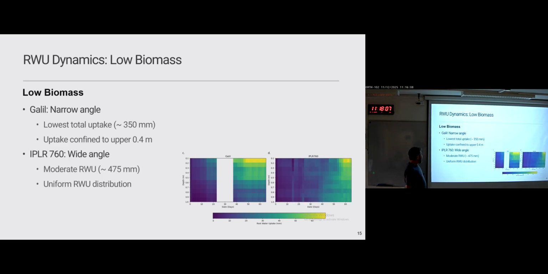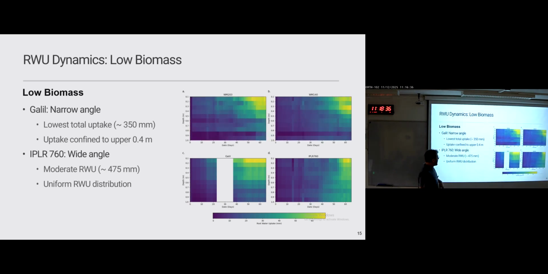And the last genotype, low biomass, wide angle, is the IPLR 760. And here we have moderate total root water uptake, 475. And I think that what is most interesting in this genotype is that we have relatively uniform root water uptake distribution. Right? You can see here that it takes up water almost the same from all the layers. And just for comparison, you can see the whole 4 names.